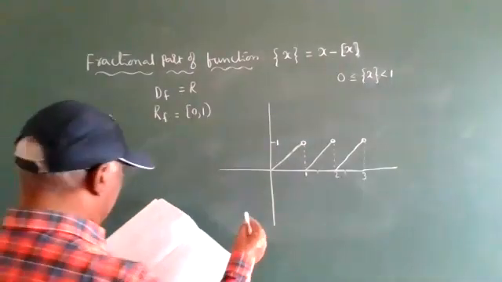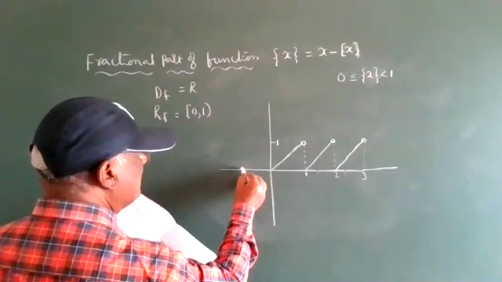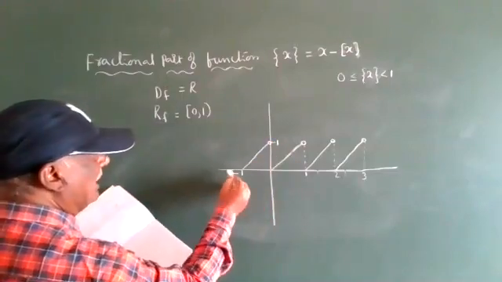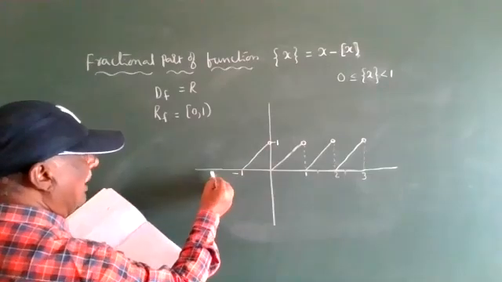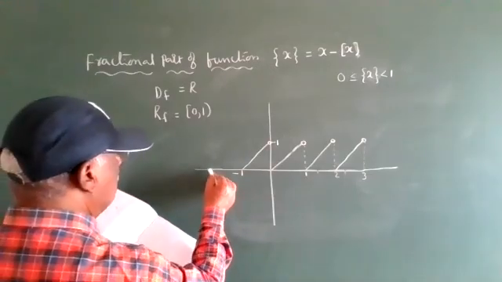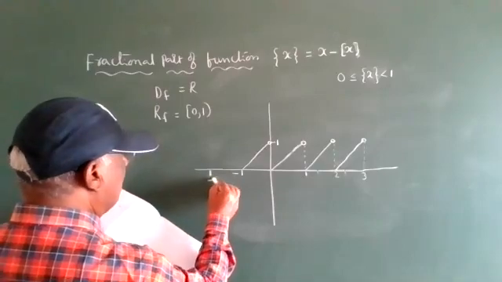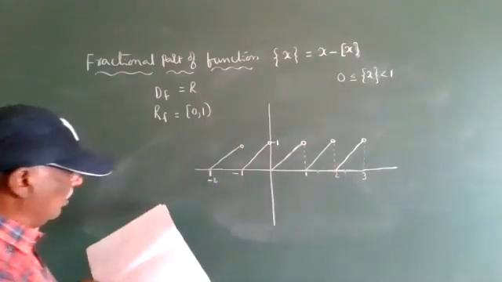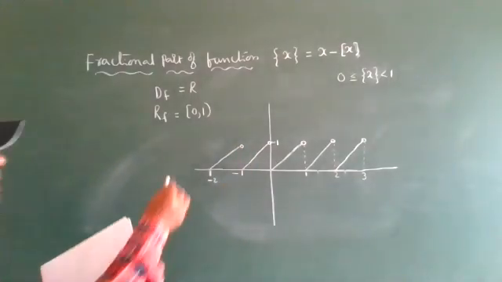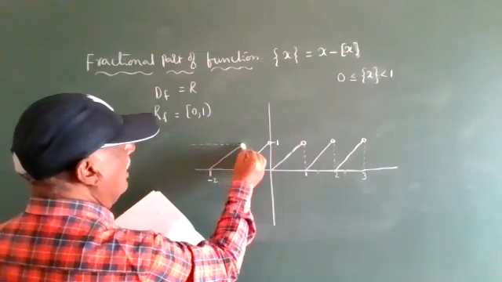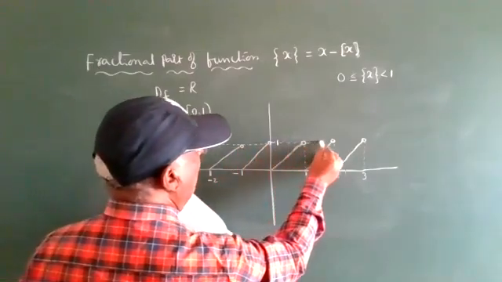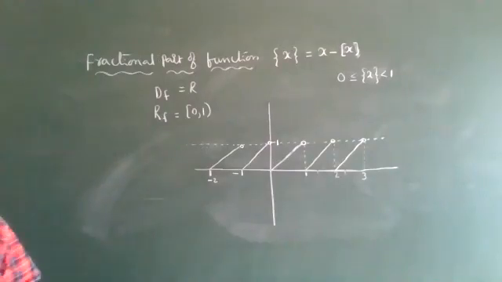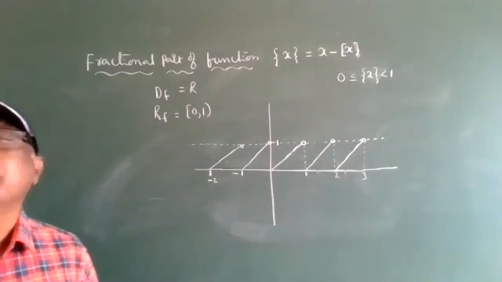Next, on the minus 1 side, 1 is not included. Next, on the minus 2 side, 1 is not included. Like this only we can draw the figure. Y value 1 is not included. This is the figure of the fractional part.